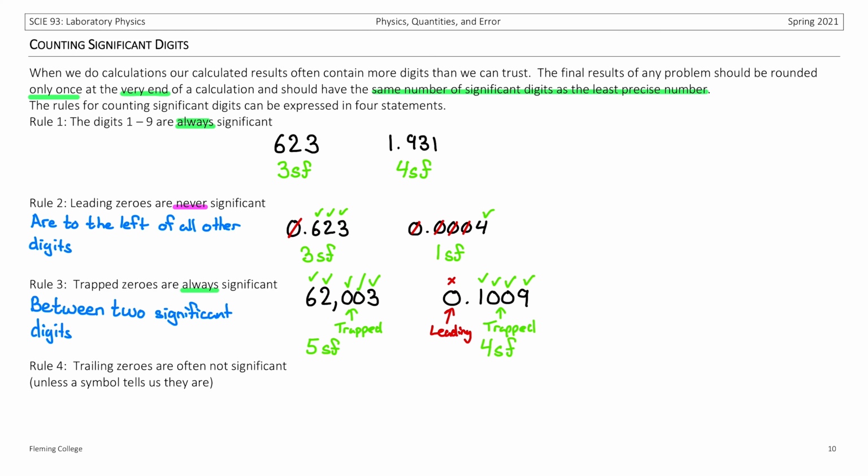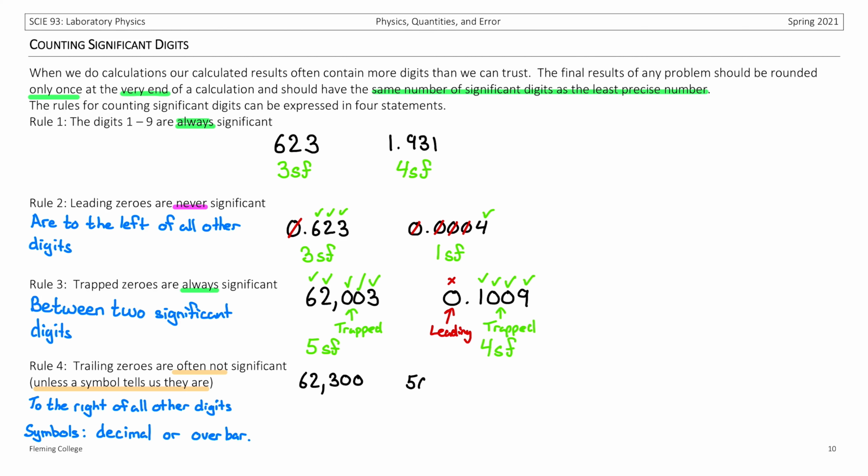Rule number 4 is trailing zeros are often not significant unless they have a symbol to tell us they are. So this is the most tricky rule. Trailing zeros are zeros to the right of all other digits. The symbols we're looking for are either a decimal place or an overbar. So let's look at the example 62,300. In this case, the 6, the 2, and the 3 are again all significant. The two zeros are to the right of all other significant digits, and there is no decimal place present, so these are not significant, and this value only has 3 significant figures.